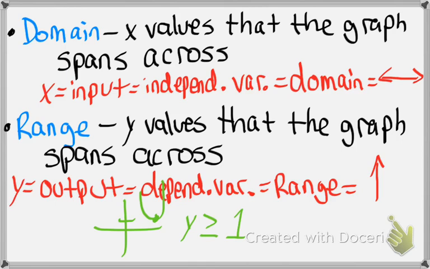Because remember, y measures up and down. So the parabola is going upwards, and remember it goes on forever, which is why we have little arrows on the ends. So this is telling you the range is all y values greater than or equal to 1. That's what that means.